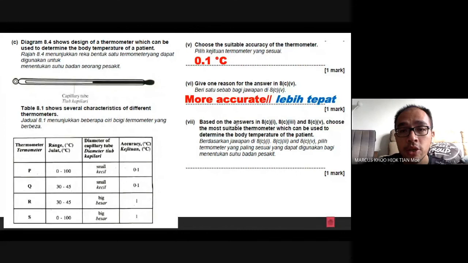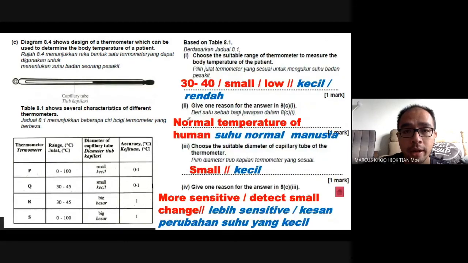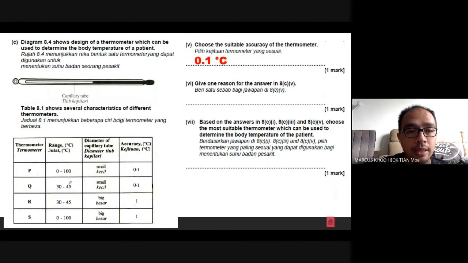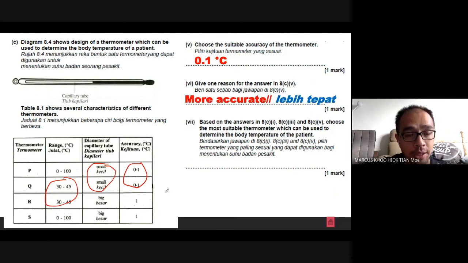So let's think about this. Based on the answers, choose which suitable thermometer to determine the body temperature of the patient. What are the characteristics? We want 30 to 40. So we want this kind of temperature. We want small diameter. So this is the small diameter. And then we want 0.1 degrees Celsius. Sorry, this one, and this one. So among PQRS, which one fits all three? So you see that actually Q is the best choice because all three suitable characteristics are there.